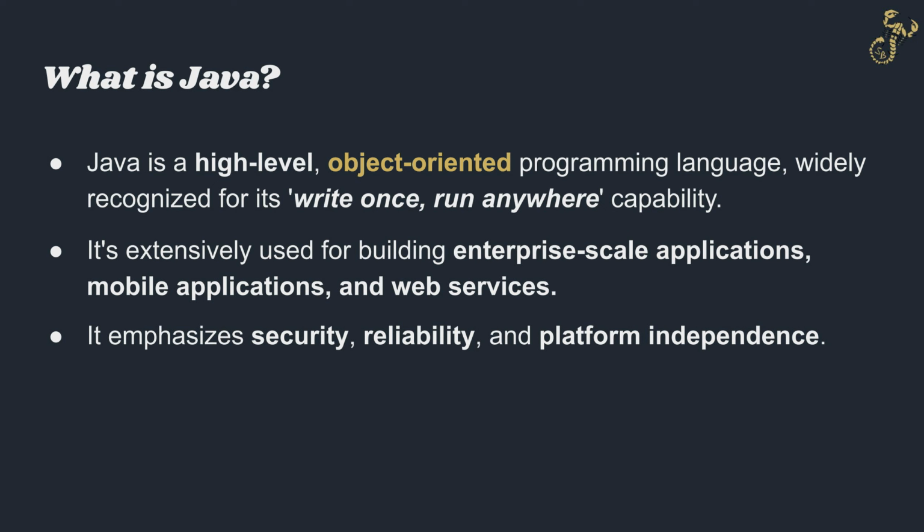Object-oriented basically means that everything is an object. If you don't know what OOP is, I'll talk about it more in a future video. Write once, run anywhere. Essentially, that means that you can run the same code on different operating systems without changing the code itself. There are also some other good points to remember about Java. For example, it is extensively used for building enterprise-scale applications, mobile applications and web services. Also, it emphasizes security, reliability, and platform independence.